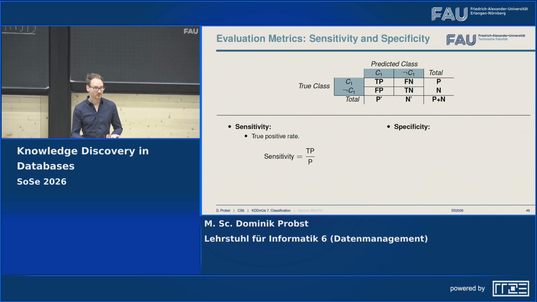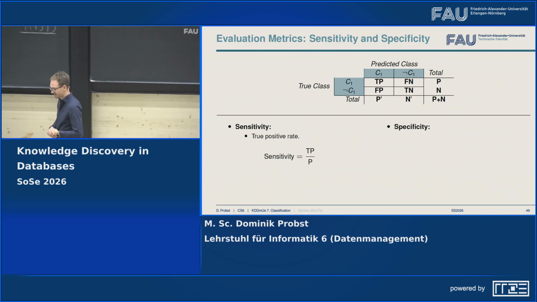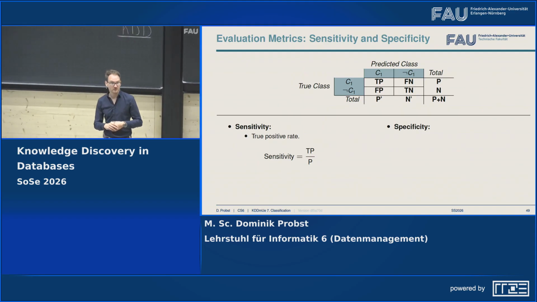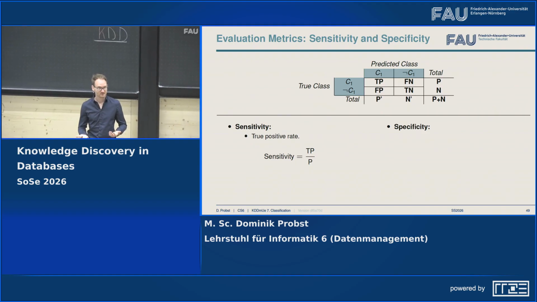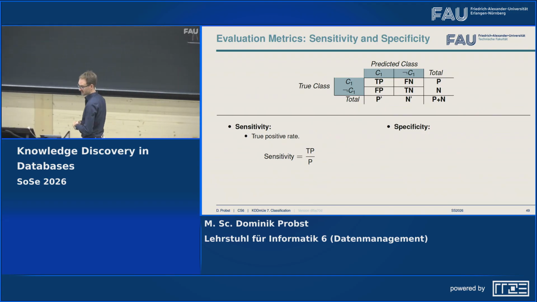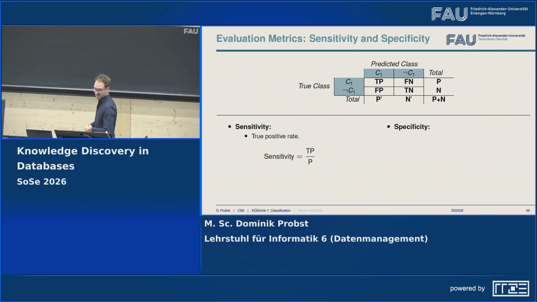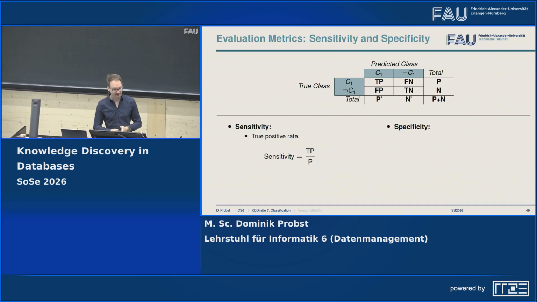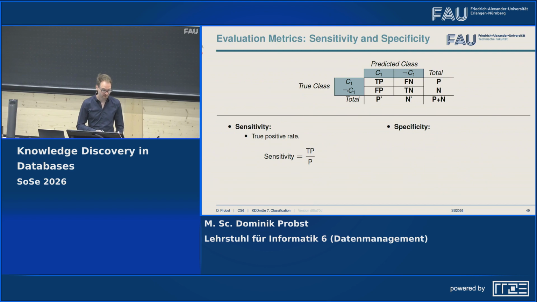For example, also with cancer. Rather, you have one or two cases where you predict cancer while you do not really have cancer. That's far less significant than if you would say, yeah, you do not have cancer while you have cancer. It's far more important to have a high true positive rate in that case. And that's what sensitivity is doing.